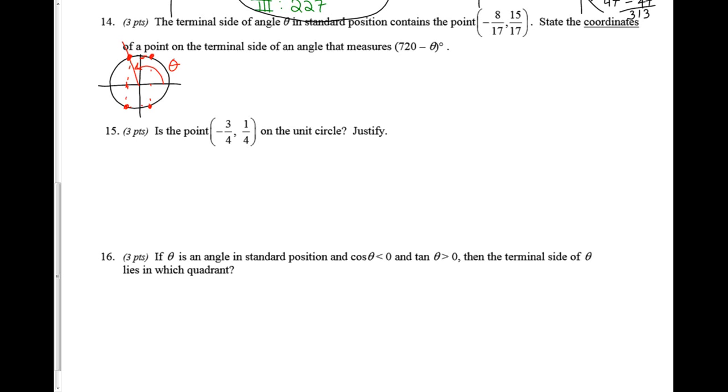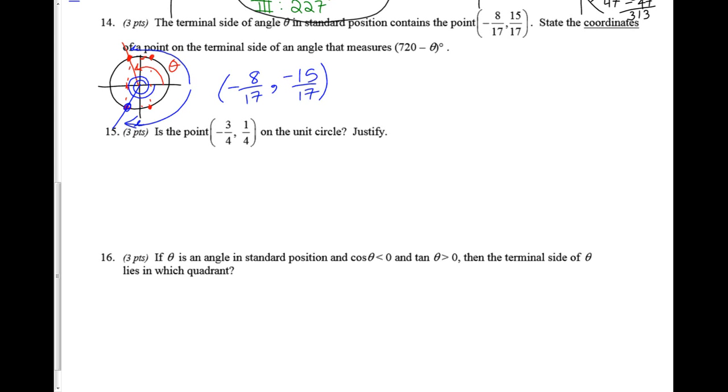I need to find a point on the terminal side of an angle that measures 720 degrees minus theta. So let's see where that's going to put me. 720 degrees means I start out and I spin around 2 times and I'm back where I started. Now I need to go minus theta. Well, if theta was this amount up here, then minus theta is going to be this amount down here, and that's going to put me down here, which will have a coordinate where the x value is negative and the y value is also negative. But the key is they have the same numerical amount, just both locations are negative now.